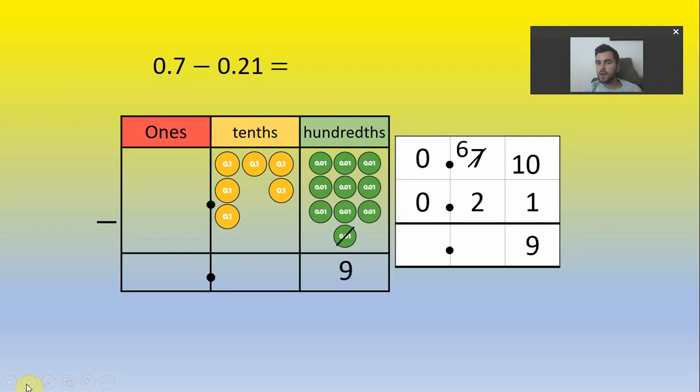Okay, it will give me 9 hundredths. Then I move on to my tenths. Remember, I've exchanged, so my 7 becomes a 6. 6 take away 2 equals 4 tenths. And then I've got 0 take away 0, as a placeholder goes in 0, so 0.49.